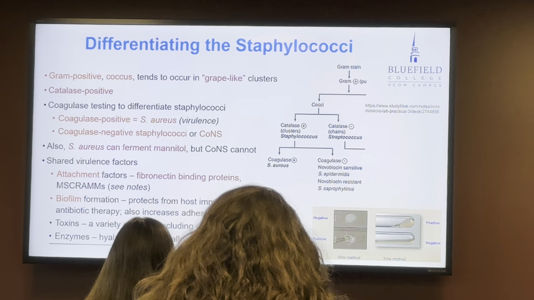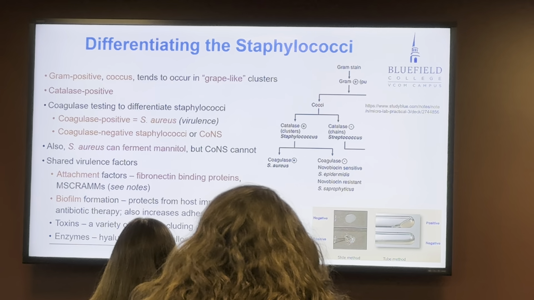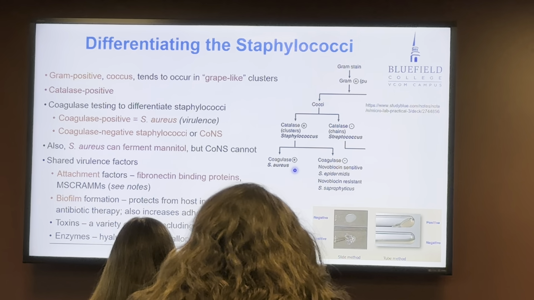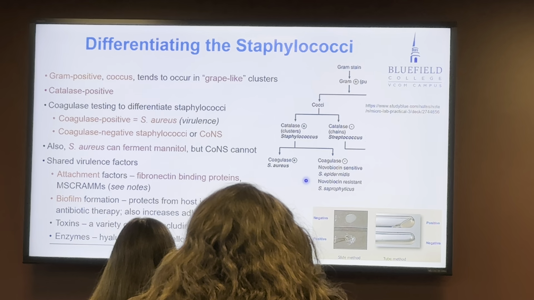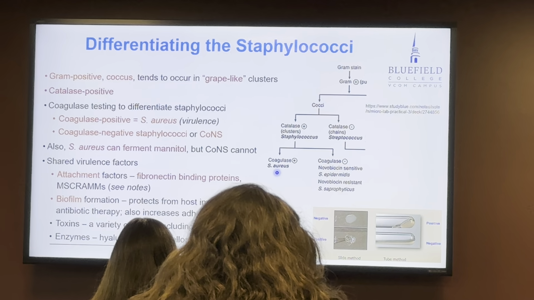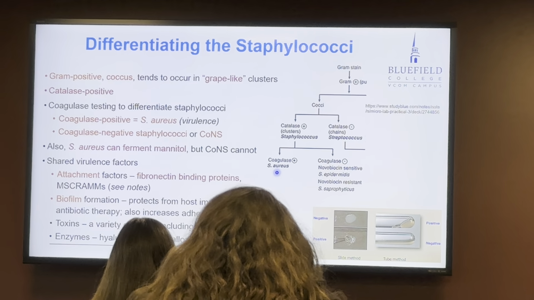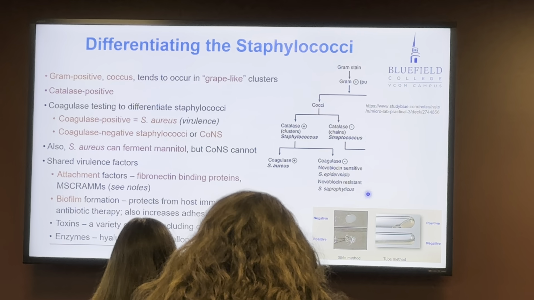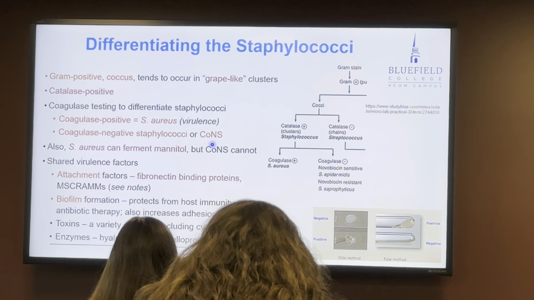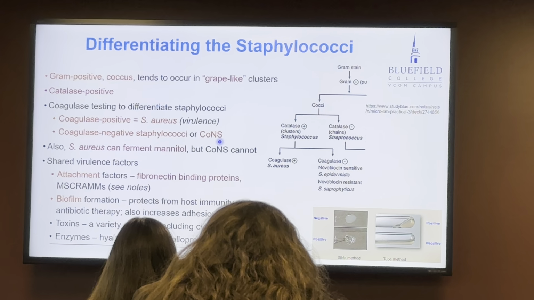And there was a link to a video in the last lecture as well. So the coagulase test is really important in two ways. For the staph which we will discuss, the only one that is coagulase positive is Staphylococcus aureus. All of the other staph are coagulase negative, and you will see that often abbreviated CoNS for coagulase-negative Staphylococci.